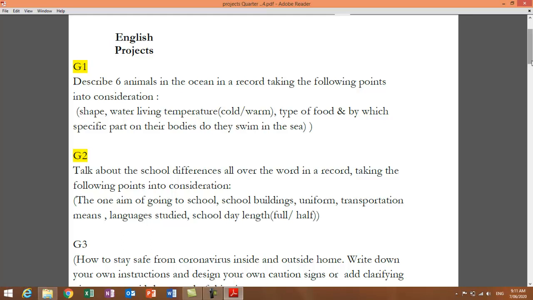Grade 2, talk about the school differences all over the world in a record, as I said, in an audio or presentation, suit yourself. But put these points into your concentration.